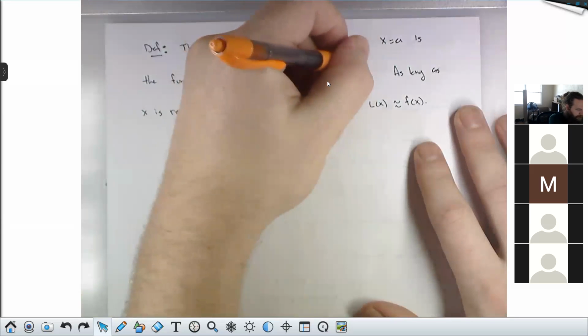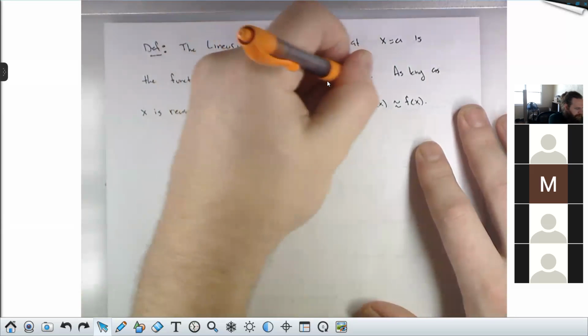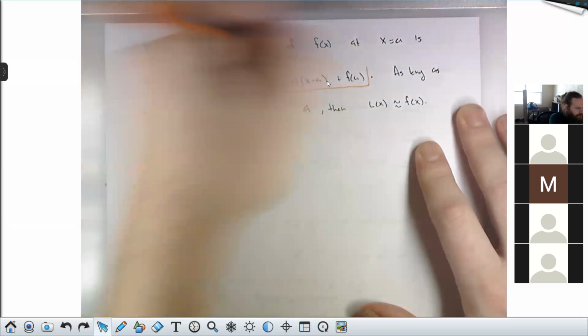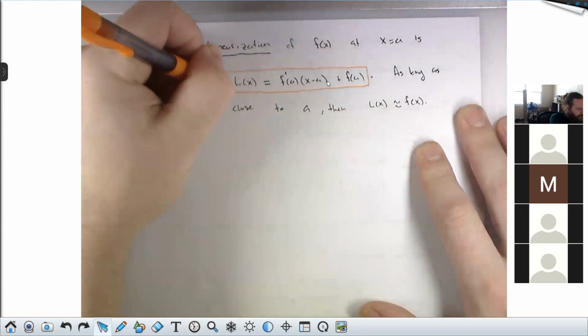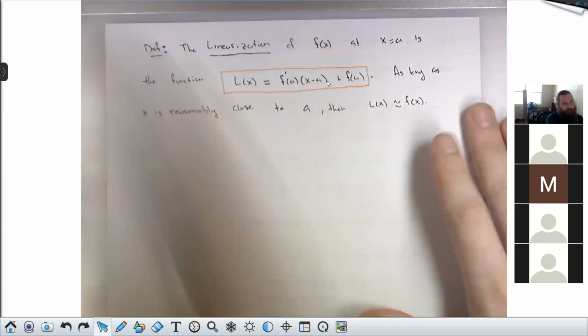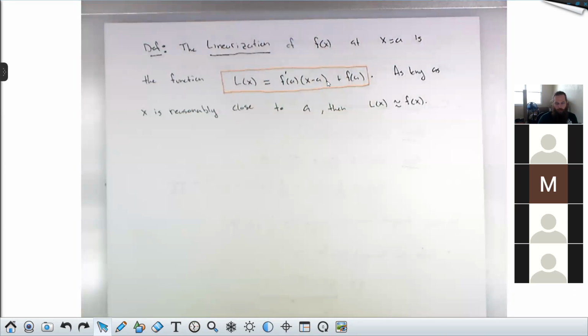All right, you gotta remember this. And it's not hard to remember because it's just the tangent line solved for y. But if you want to remember it on its own, that's the formula. The way I always do this is just find the tangent line and then solve for y, because that's kind of the thing that we've been doing.